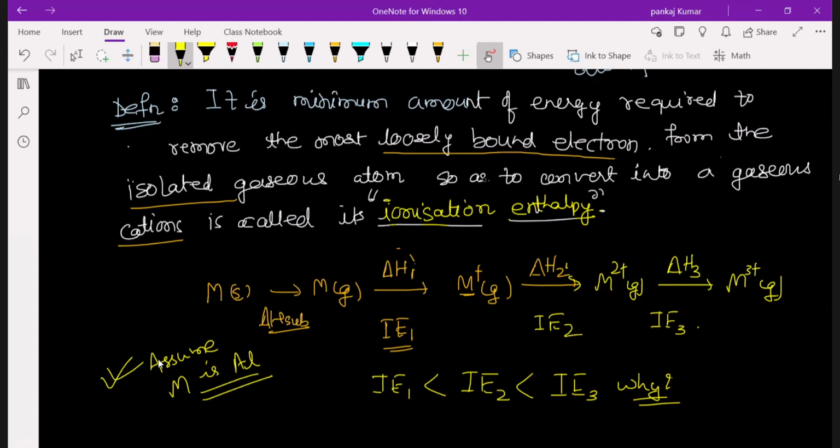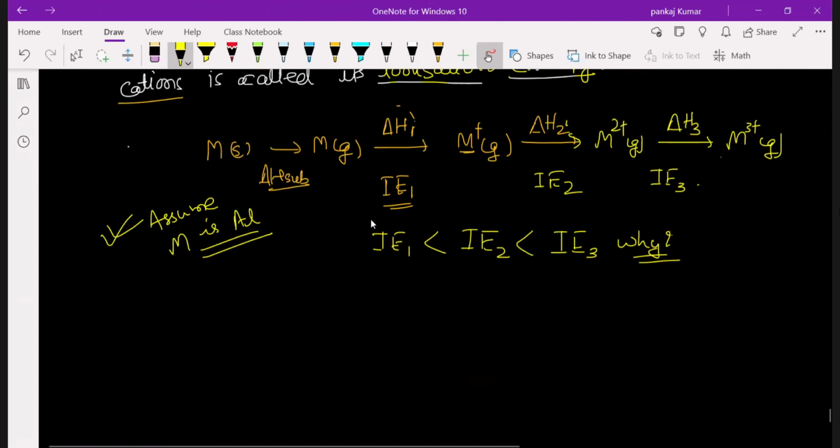Sir, because the first ones that are very loosely bound can be taken off easily. But as the electrons are going out, what is increasing? Let's take an example here. I assume the force of attraction between the nucleus and electrons is increasing.